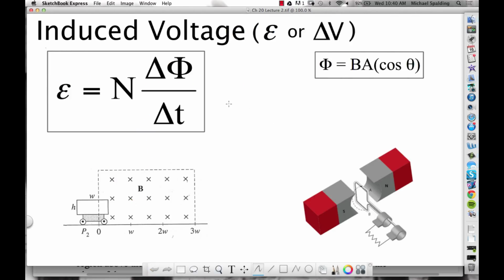Now, this becomes interesting whenever flux changes. Whenever the magnetic flux in a loop changes, we're going to get what's called induced voltage. And you guys all know the word induced. Induced means to make something there that was not there a moment ago.